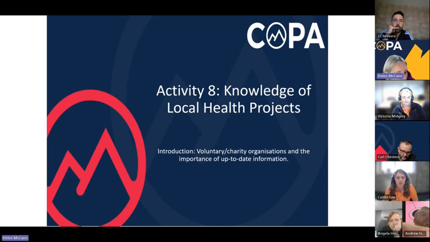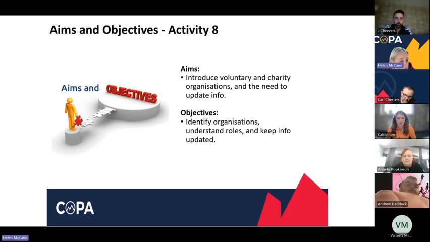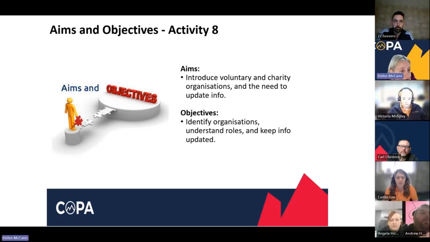So we'll be looking at how these organisations fit into our wellbeing strategy and the importance of keeping information about them correct and accessible. By working with these organisations, we can enhance the support we provide to our teams and ensure everyone has access to the resources they need. So the aims and objectives. Our aims are to introduce you to the organisations and understand how to keep information about them up to date. And our objectives are to identify key organisations, understand their roles, and ensure that information is regularly updated so staff can access these services when needed.